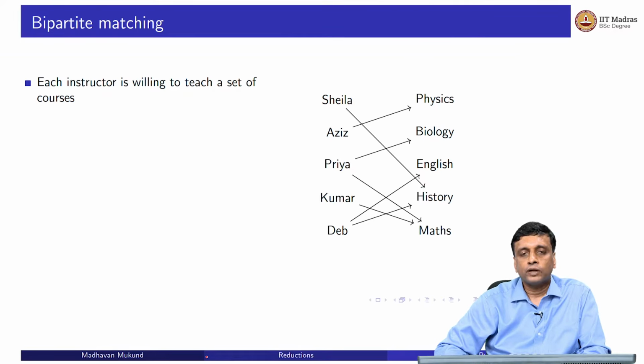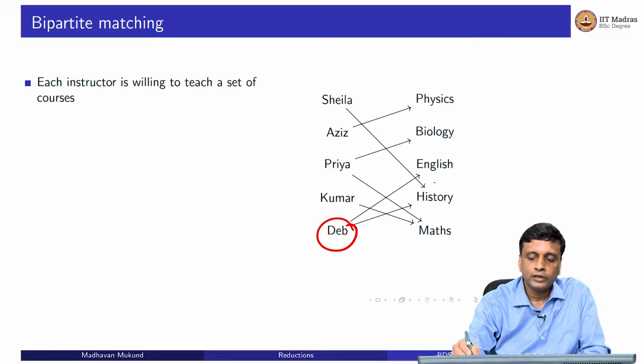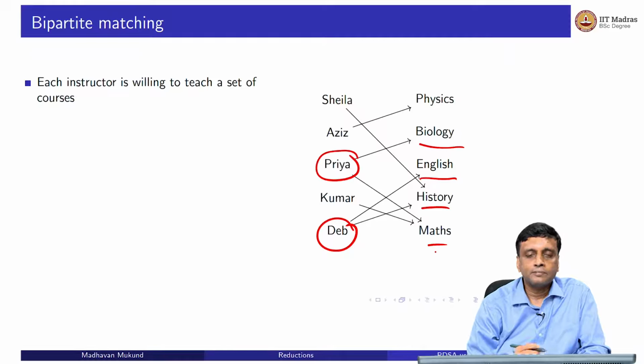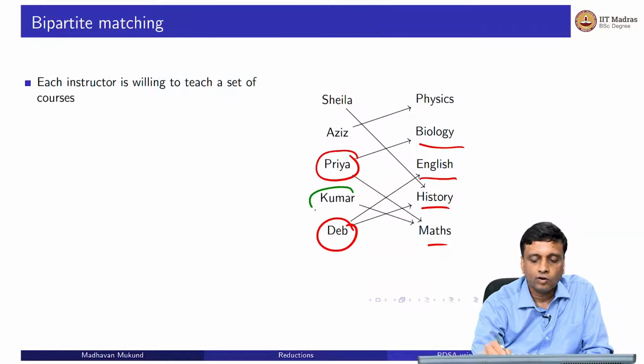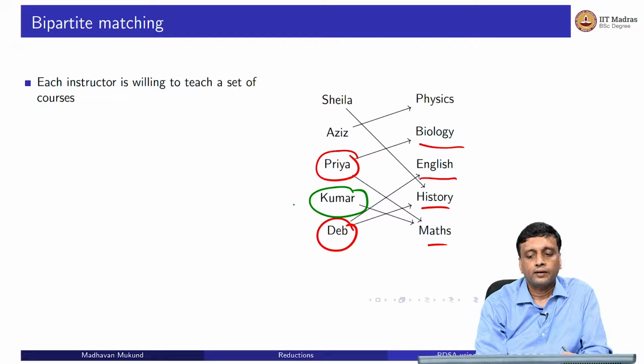So our goal is now to find, of course, an allocation of teachers to subjects. Each instructor is willing to teach a set of courses. Some of them are willing to teach more than one course. For instance, Deb here is willing to teach both English and history, and Priya is willing to teach both biology and maths. On the other hand, some subjects have more than one taker. So maths can also be offered by Kumar, and similarly, history can also be offered by Sheila.